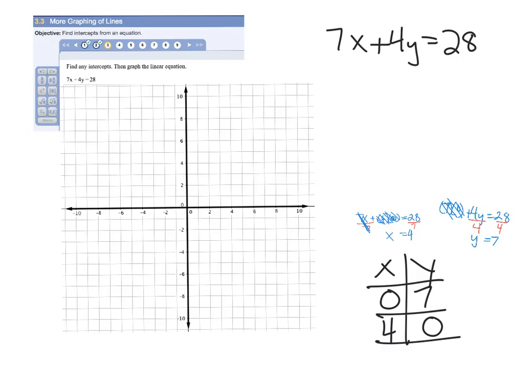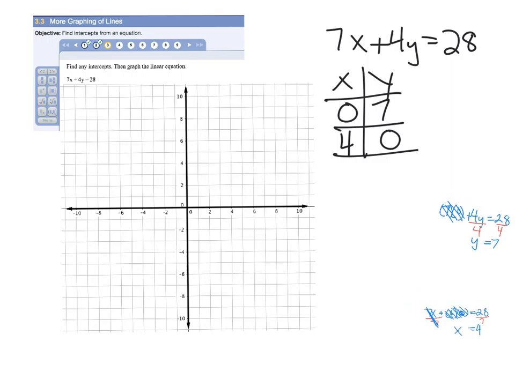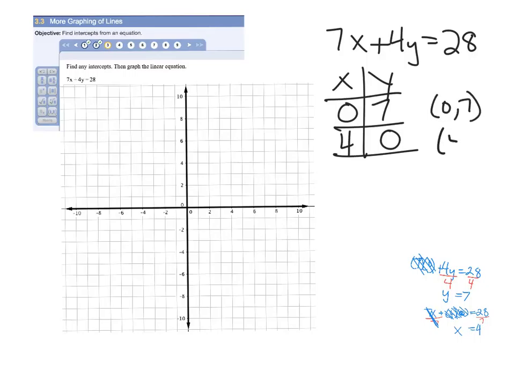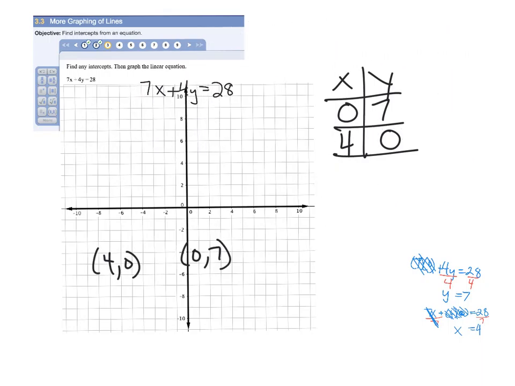And we can move that up here and get these out of the way. So what do we have? What are our ordered pairs? We have 0, 7 as one ordered pair and 4, 0 as the other ordered pair. We're going to take these ordered pairs and graph them.